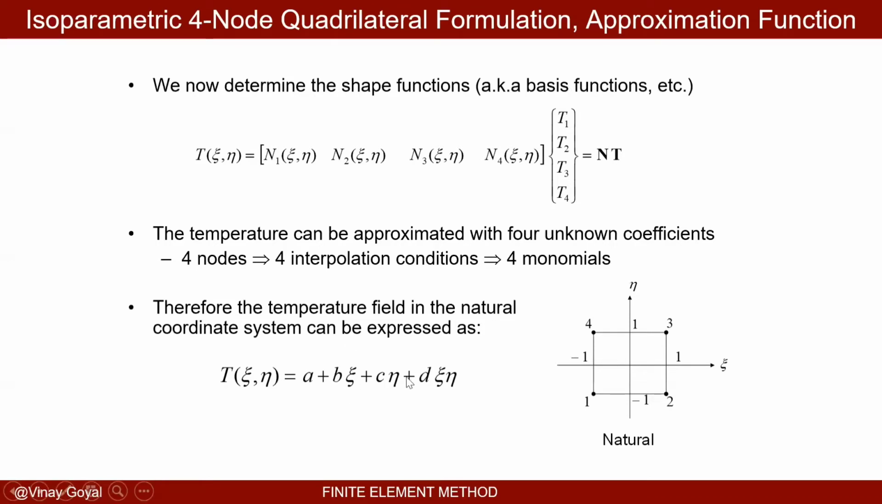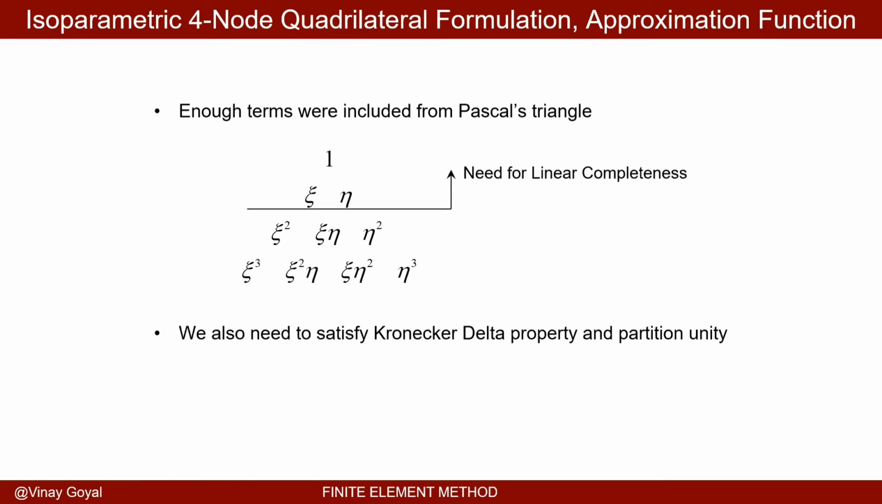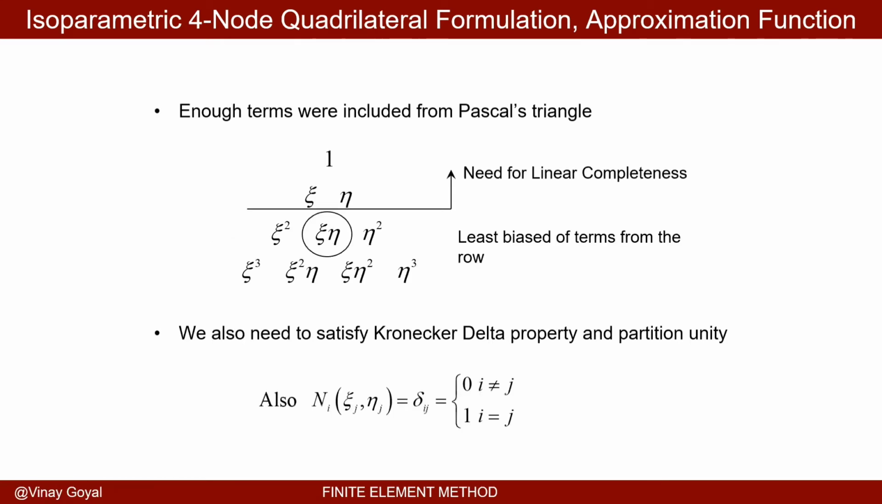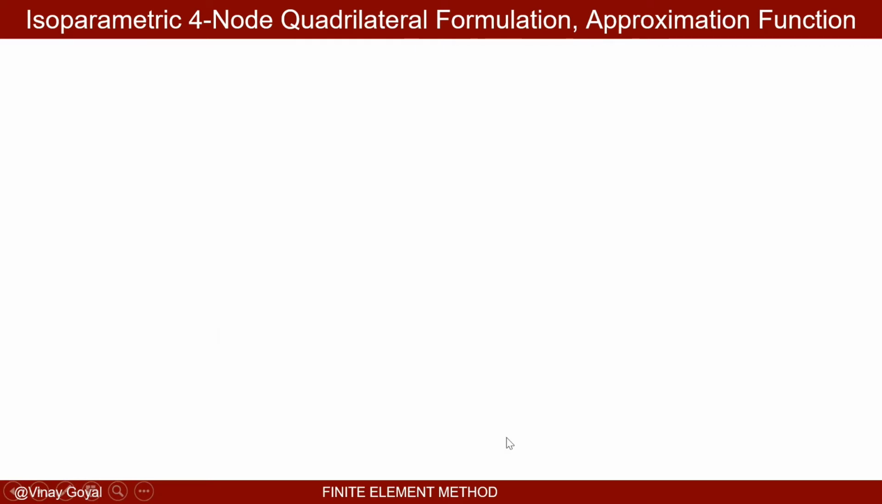And A, B, C, and D are the unknown coefficients that I want, but they're not defined in terms of the nodal unknowns. And that's what I really want to do. I recalled that for 4-noded quadrilateral elements, I have these 3, but I need one more. That's the one I want to use, so that all the terms in this row are included. We also need to satisfy this Kronecker delta property.